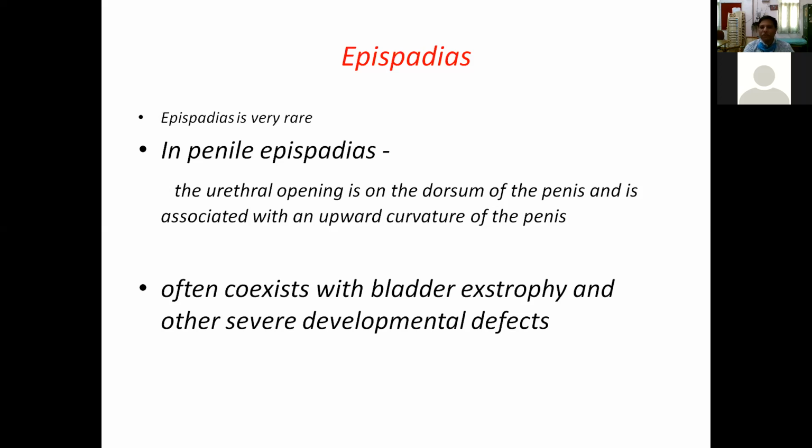So the urethral opening will be represented by an opening on the dorsal part of the penis. So this can be there. If it is simple, only the opening will be in the anterior dorsal aspect of the penis. If it is associated with exstrophy, everything will be absent here.